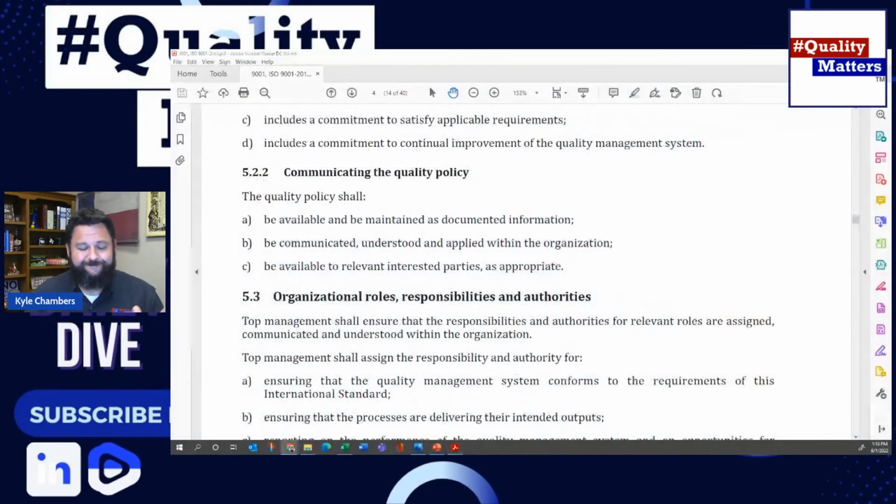Now, I know I'm probably going to upset a few people saying that, especially folks that do a lot of the ISO auditing, but let's be honest here. Some of this is lip service.